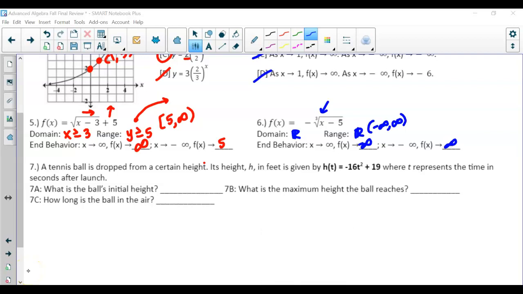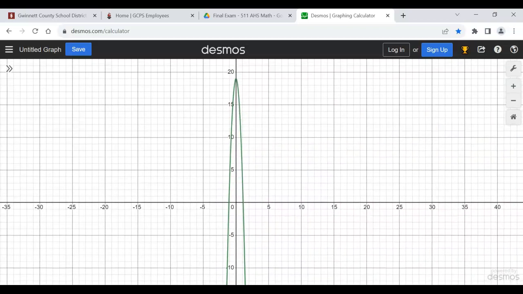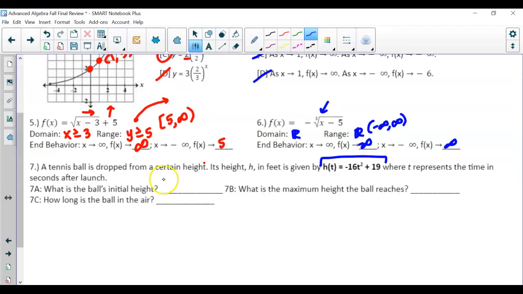So now in number 7, this is going back to our real world problems like with our quadratics. The tennis ball being dropped from a certain height is represented by this function here. So in order to answer what's the initial height or what's the maximum, how long is the ball in the air, we need to graph this in Desmos. So again, graphing in Desmos, here it is. I can zoom in, zoom out. So notice, where is the starting height of the ball? Right here at 19. So your y-intercept. So the initial height is 19 feet.